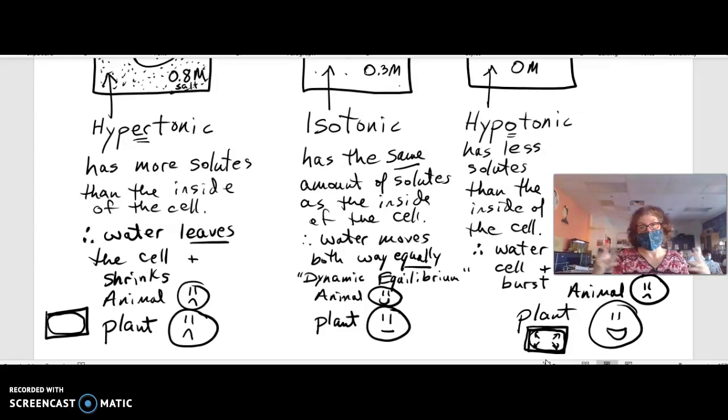So that's actually a great place for a plant. Plants love hypotonic solutions. Animals don't, though, because we don't have those cell walls to keep us from bursting. Okay, and that is all I wanted to tell you about osmosis, and I hope that's helpful. All right, you guys need to get this.